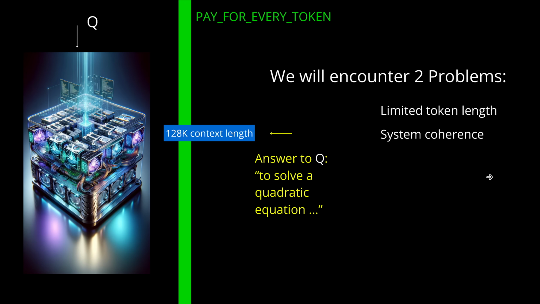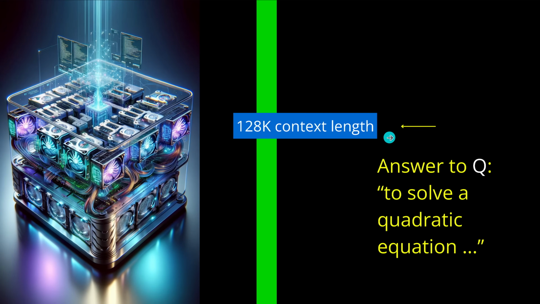We will focus here on two main systemic problems. We always have a limited token length, and we have the main problem of system coherence. Great. Now, let's have a look in detail at the first problem.